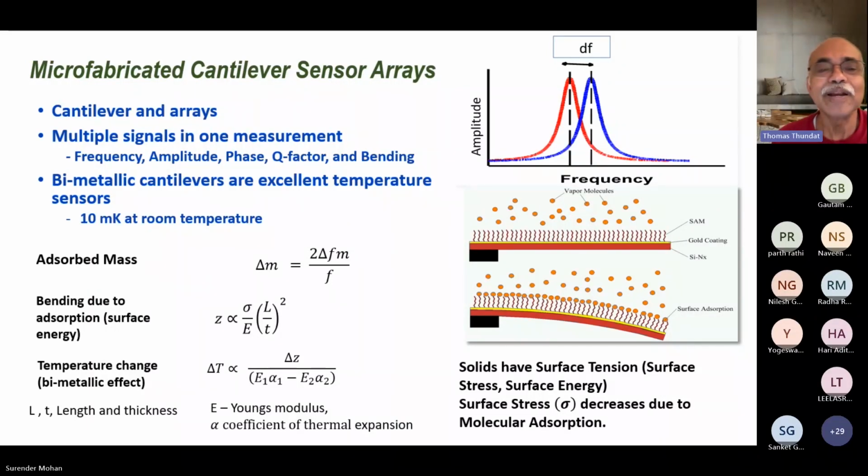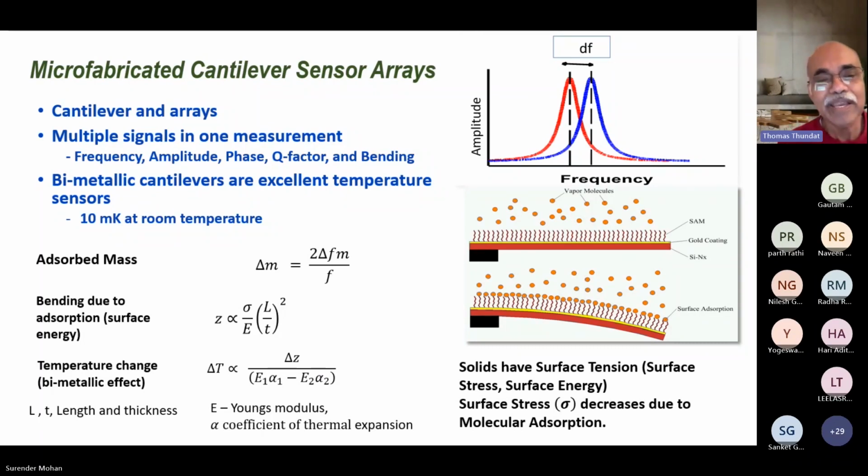And the adsorbed mass delta M is given as 2 times delta f, the shift in frequency, divided by the original frequency, times the mass of the entire system. The bending Z of the free end of the cantilever is proportional to the change in surface energy, which is sigma or surface stress, divided by Young's modulus, multiplied by length divided by thickness, whole squared.